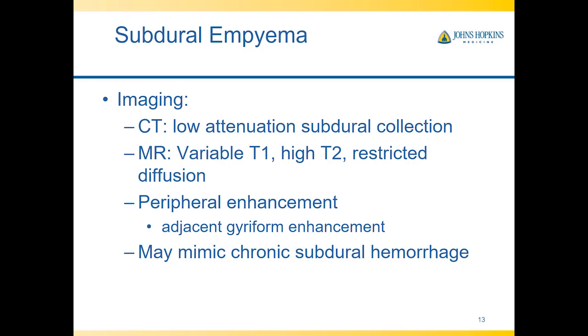So imaging of subdural empyema on CT, you expect to see low attenuation subdural collections. Maybe the attenuation will be slightly higher than the CSF density within the ventricles, depending upon the protein content of the empyema. On MR, there will be variable T1 signal, again dependent upon the protein content, and high T2 signal with restricted diffusion, as you may see in an abscess. There's peripheral enhancement, and obviously one surface being the meninges, you will often see gyriform enhancement on the surface of the brain. So in some ways, this could actually mimic a chronic subdural hemorrhage, although there is leptomeningeal enhancement often accompanying.